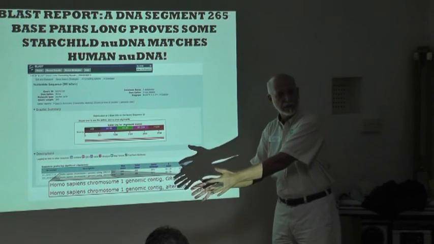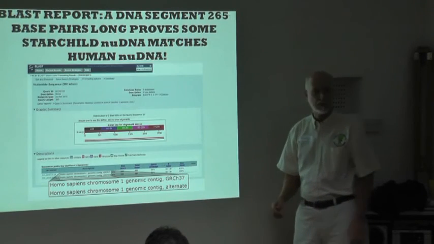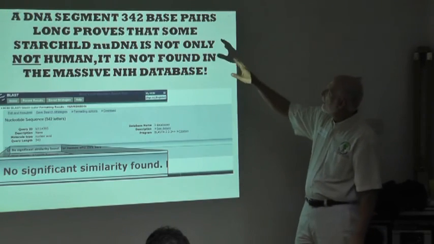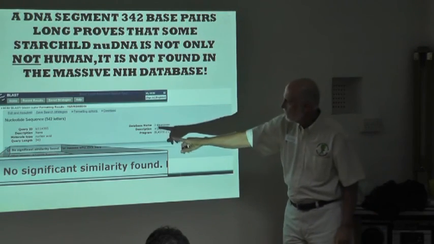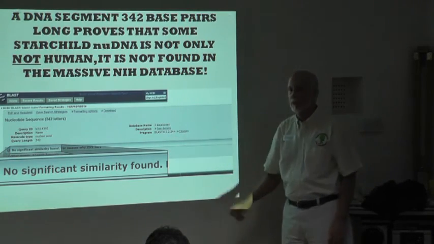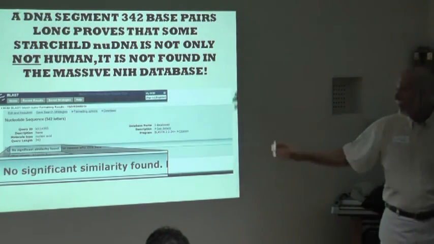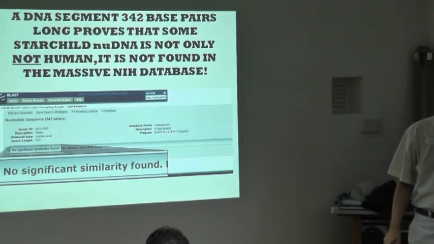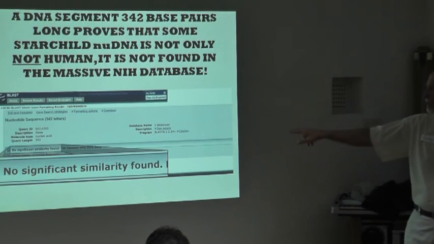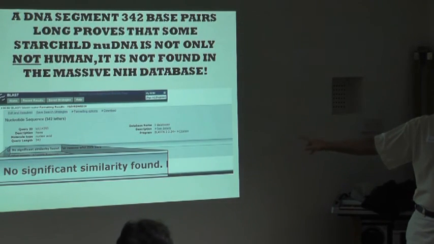But half of the things he sent in, next slide, half of them came back. This is a 342 base pair. No significant similarity found. Not on Earth. So he contacted me and he says, boy, you really got something here. He says, we can have a few of these maybe, but not half of them. He says, you've got something here.